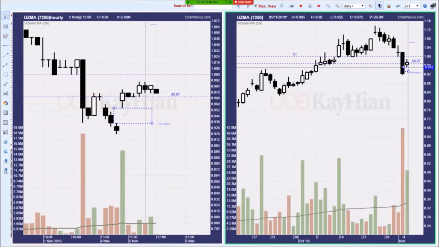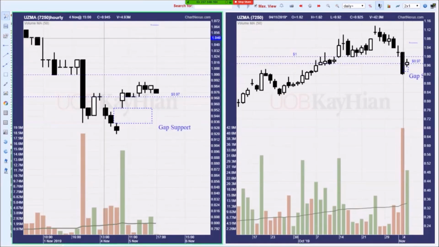Then subsequently today, this is today's candle. The market is still going on. It's 4:13 p.m. Today, USMA gapped up, opened higher, and is now trading within the range of between 99 cents to a low of 95.5 cents.